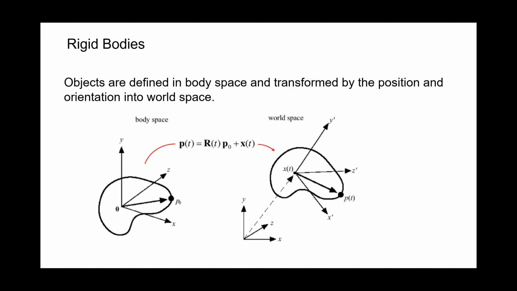Objects are defined in the body space and then they are transformed by the position and orientation into the world space.